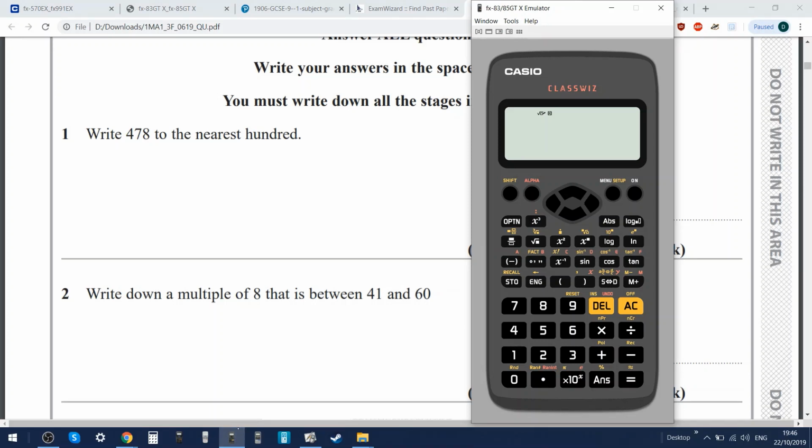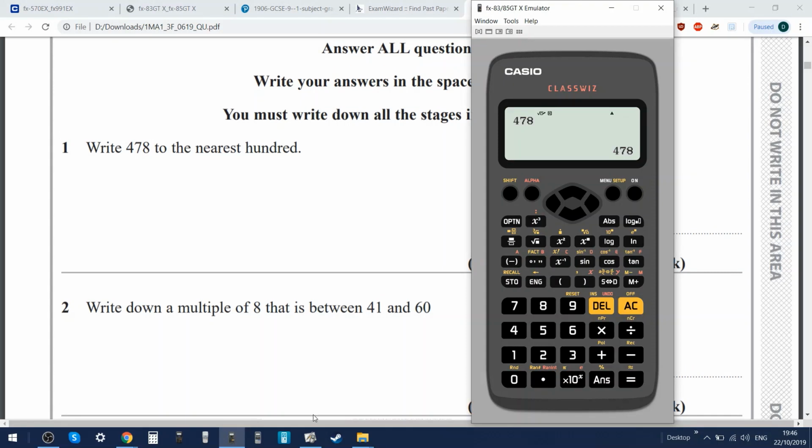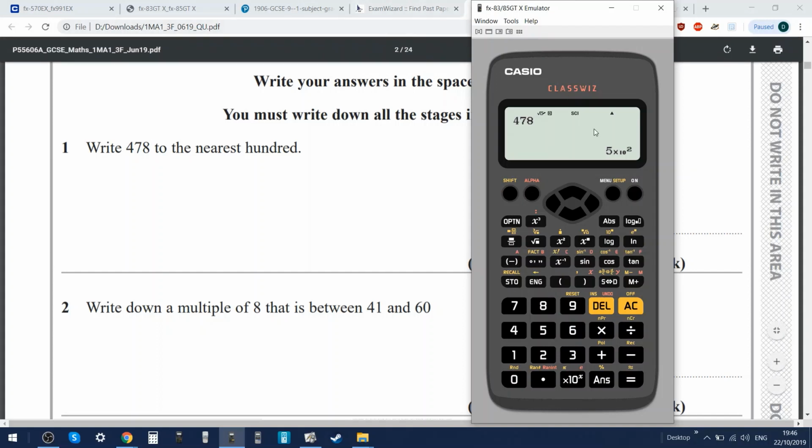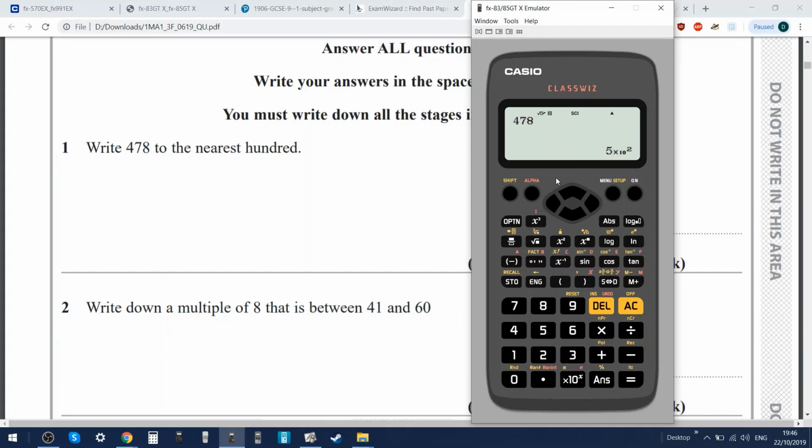Put into your calculator 478 equals, where you go shift, see this yellow setup on the menu button, shift setup, number format, number 3. We will do scientific, that is the standard form thing. We want to the nearest 100, that is the first number, so we choose number 1. Press equals again. 5 times 10 to the power of 2. What even is that? I don't even know.